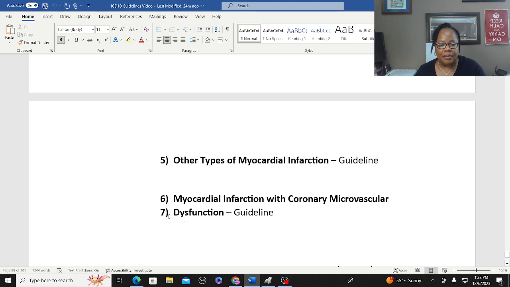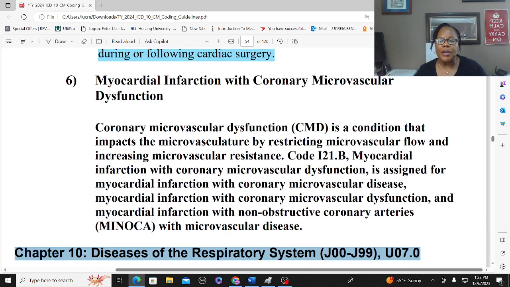And 6, take that 7 off of there. Myocardial infarction with coronary microvascular dysfunction. It says straight from the guidelines, coronary microvascular dysfunction, CMD, is a condition that impacts the microvasculature by restricting microvascular flow and increasing microvascular resistance. Code I21.B, myocardial infarction with coronary microvascular dysfunction, is assigned for myocardial infarction with coronary microvascular disease, myocardial infarction with coronary microvascular dysfunction, and myocardial infarction with non-obstructive coronary arteries, which is MINOCA, with microvascular disease.